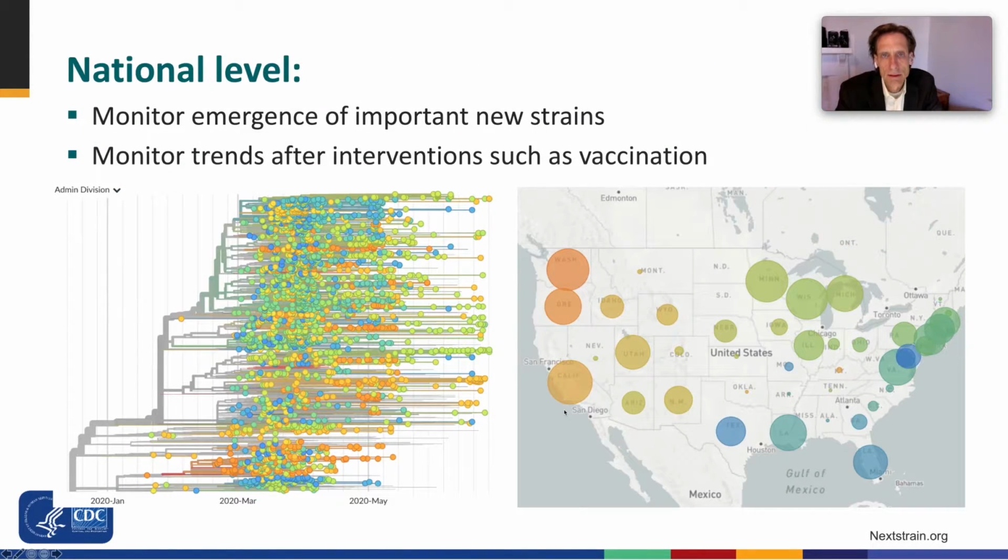At the national level, sequencing plays an important role in monitoring the emergence of important new strains and in monitoring trends after interventions such as vaccination. These data will be important in supplementing epidemiologic and clinical findings. This national surveillance is managed by CDC with support from state and local health departments. Genomic data are made publicly available in real time so that researchers in academia and in the private sector can analyze them as well.